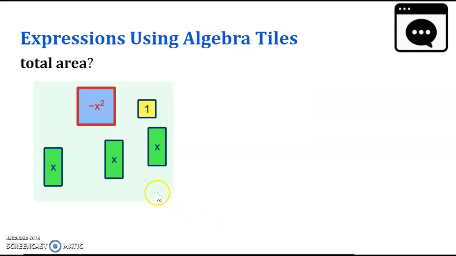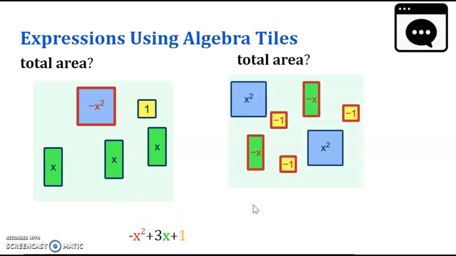Alright, how about this? Okay, what is the total area here? It is negative x squared plus 3x plus 1. Okay, total area for this one. It's 2x squared minus 2x minus 3.